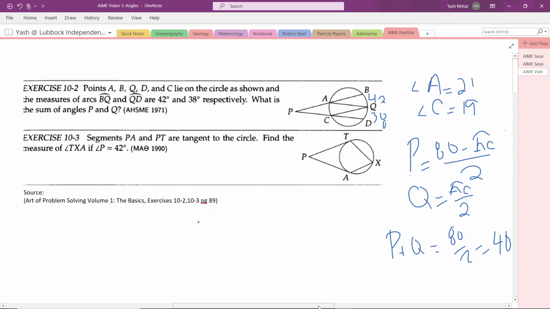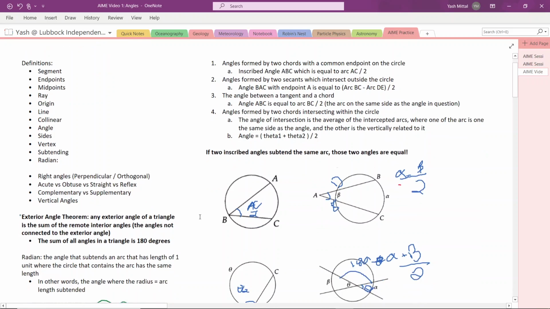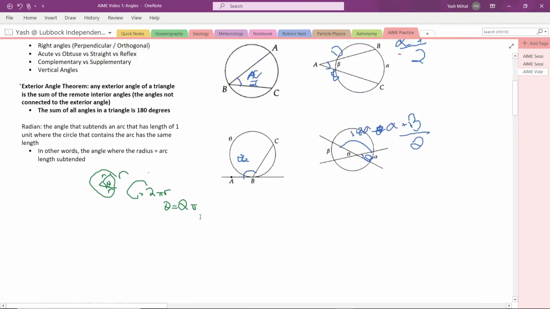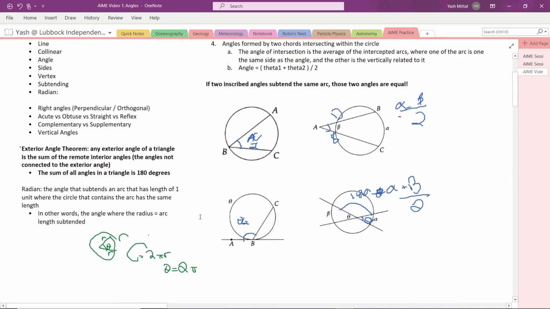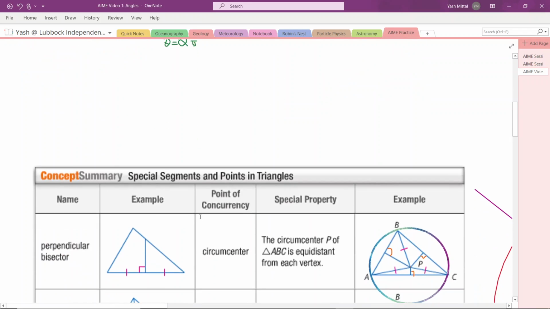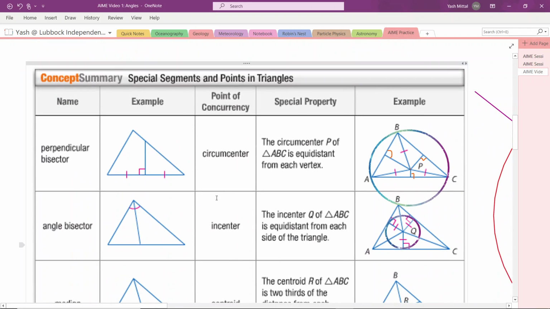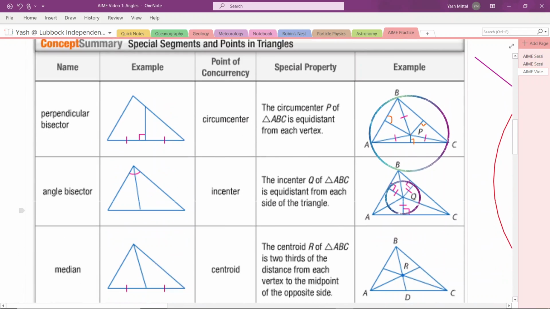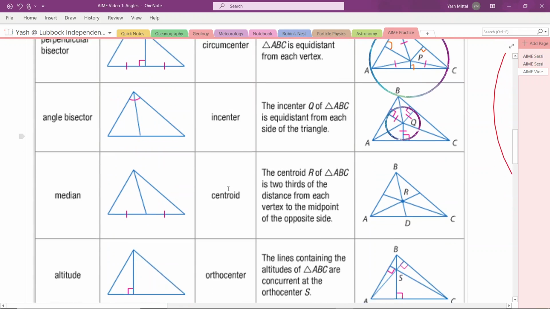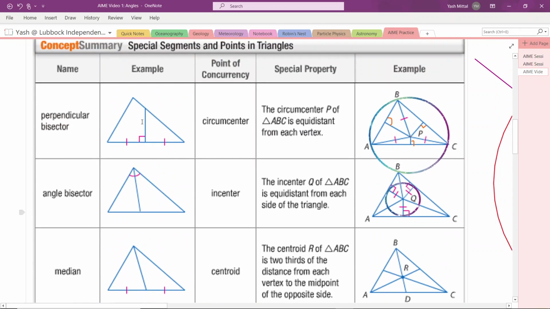All right, now let's move on to talking about triangles. So triangles, there's a lot of special things with triangles. Really, we talk about the special segments and points in a triangle. Now we have 4 different lines that we can draw within a triangle. One of them is the perpendicular bisector. The perpendicular bisector is essentially where you take any side of the triangle, you find the midpoint, so it splits it in half, and then you go perpendicular to it until you reach the other side.